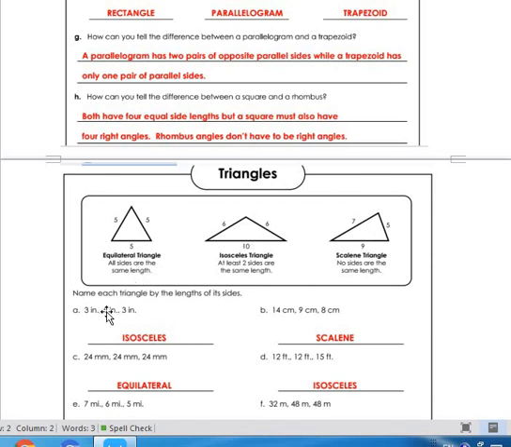So here, for example, he asks me to name each triangle by the length of each side. 3, 5, 3, so I have two sides equal in length, so it's isosceles. 14, 9, 8, they are all different, so they are scalene. Okay, here I have 24, 24, 24, all sides are the same length, so it's equilateral.